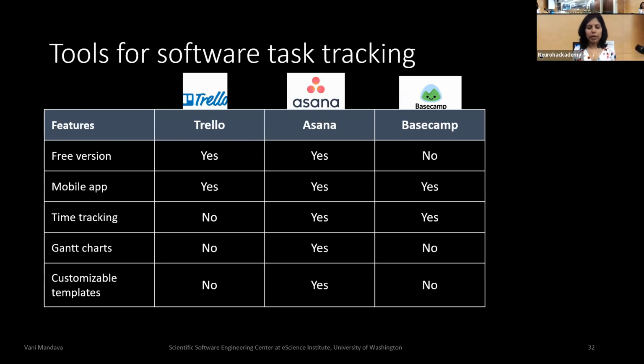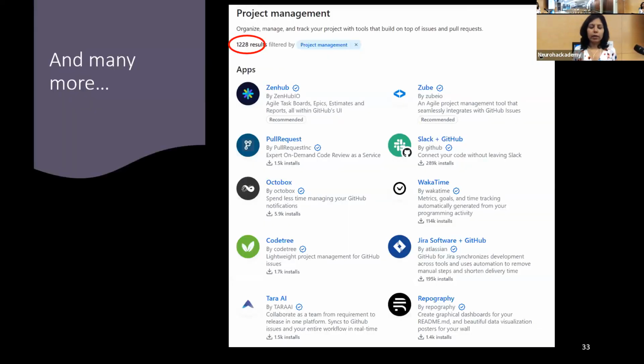If you look, many of these tools are integrated with GitHub. And if you go to GitHub and look for project management tools, it's like 1,228 results, right? So there's a ton of them. And it's actually a big business. If all of these companies are in business doing nothing but creating software tools for project management, you can imagine how rich this ecosystem is.